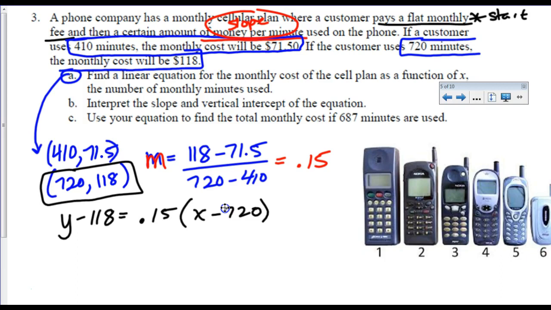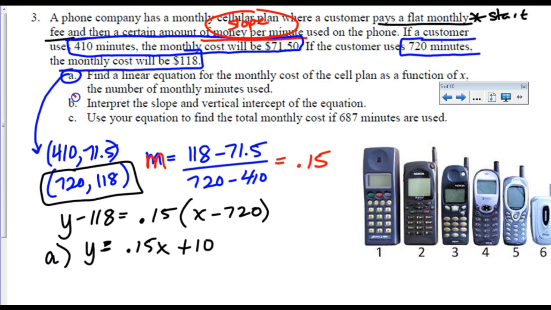All right. I'm going to clean this one up a bit. Let's see here. If I distribute the 0.15 and then I add the 118 over, that'd be 0.15x, so 0.15 times 720, so negative whatever, and then plus 118, that comes out to plus 10. So that is the answer to part A.